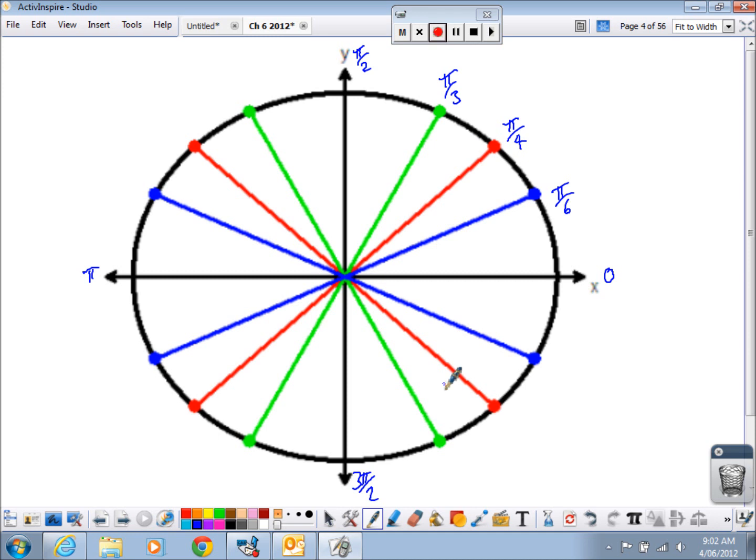So hopefully by now you've learnt the patterns. For the pi on 6s, which are close to the x-axis, we've got 1, 5, 7, and 11. The pi on 4s, which are right in the middle, we've got 1, 3, 5, and 7. And the pi on 3s, which are close to the y-axis, we've got 1, 2, 4, and 5. They're not difficult to remember, but it's crucial that you know instantly which quadrant you're in when you're given an angle in radian measure.